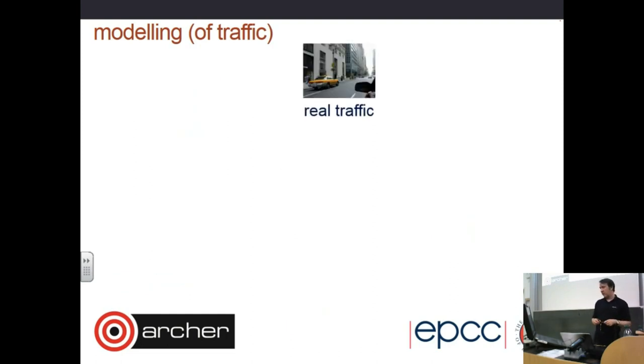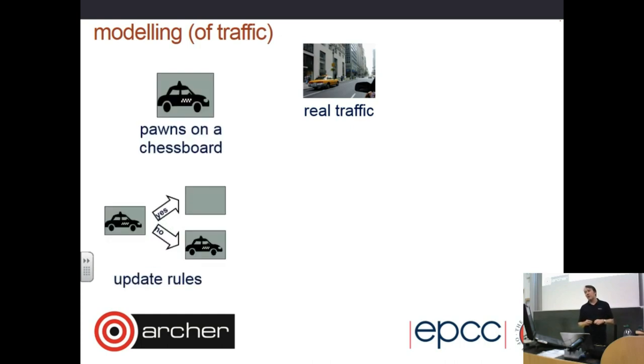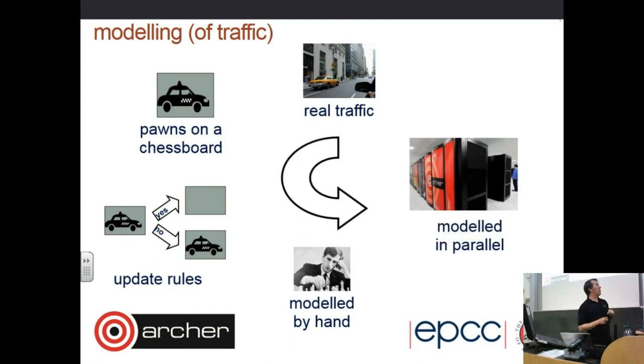My animations are going a bit funny here. I'll represent that as pawns on a chessboard. And then I will have some update rules, which allow me to update the thing. I can then model it by hand, and eventually we'll see we want to model this, say, in parallel on a supercomputer. But you have the real world, some representation of it, which gives you some update rules, and then you can update it by hand.